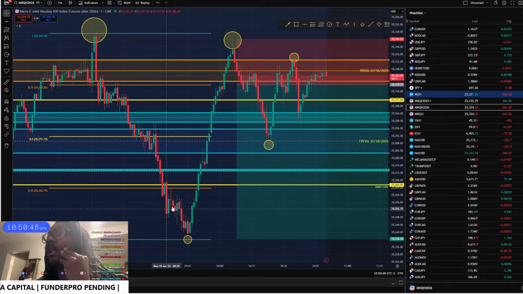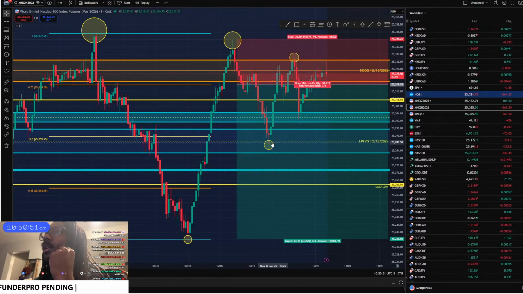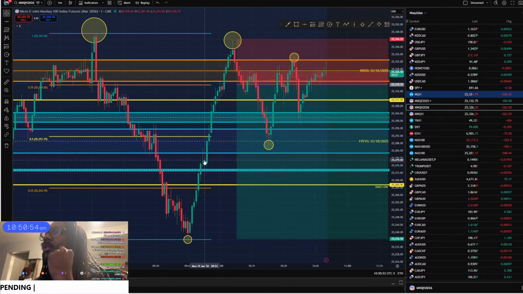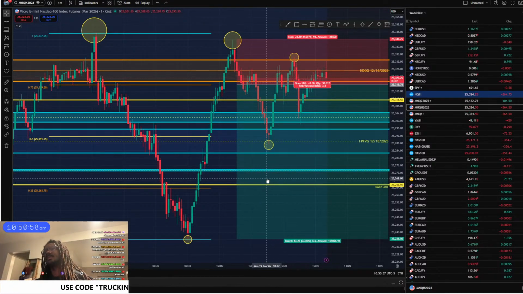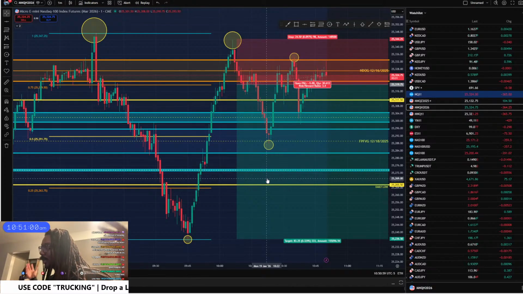I was hoping they was going to at least give me this little target right here and maybe touch into this little order block. I would have been happy. I would have got out the trade, but I guess they want to put me through the ringer today, man.